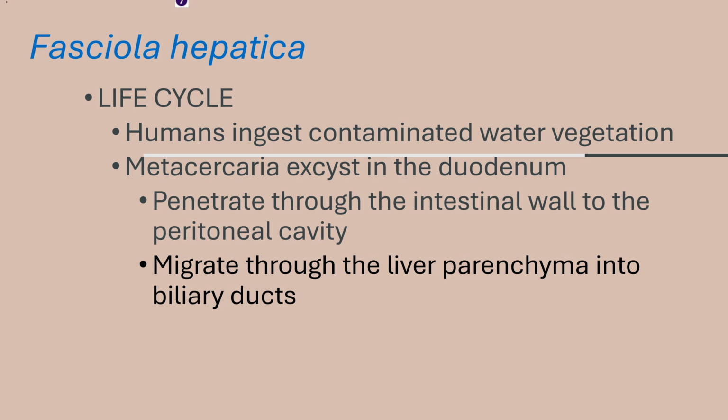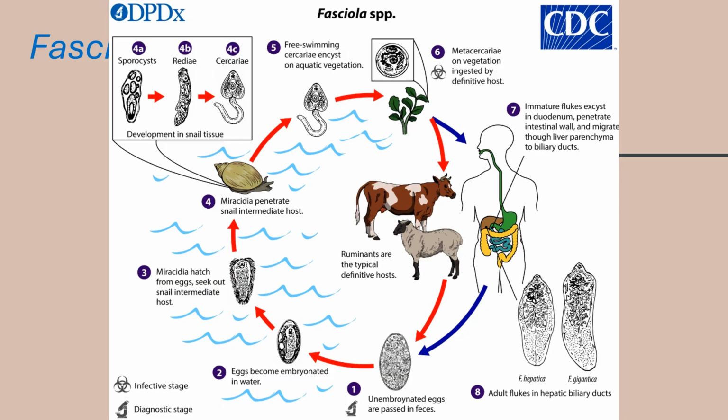Please note that the Fasciola hepatica immature adult wanders through the liver parenchyma for up to 9 weeks. And please note that in humans, maturation from the metacercaria to adult flukes usually takes about 3 to 4 months.